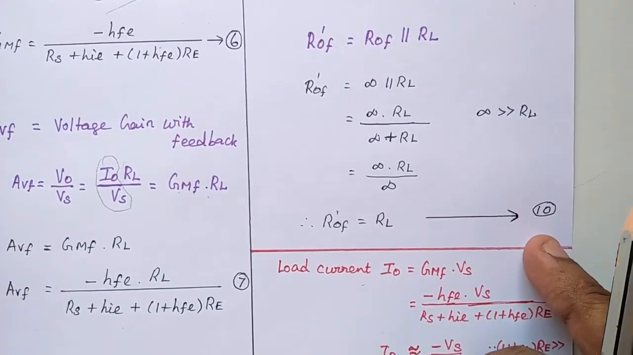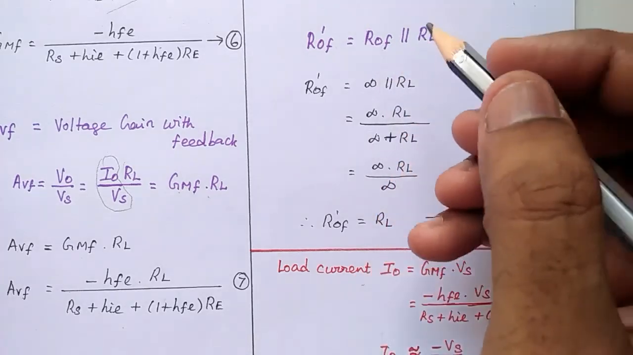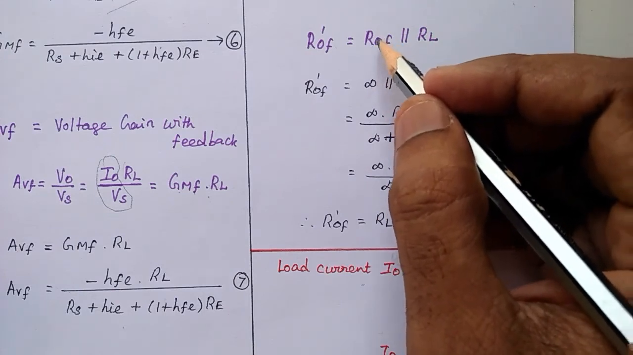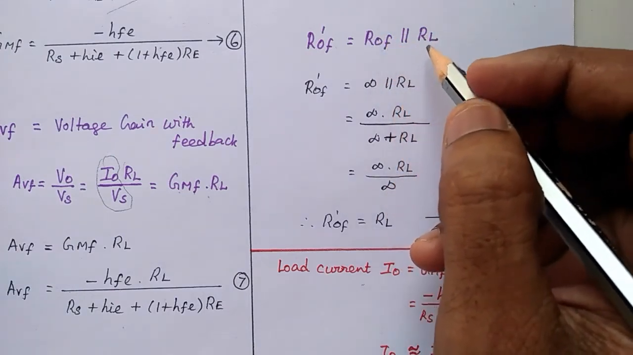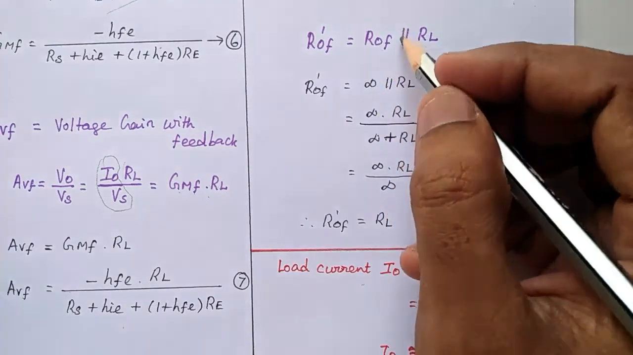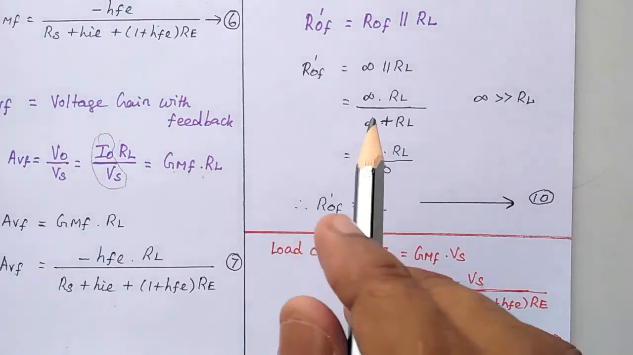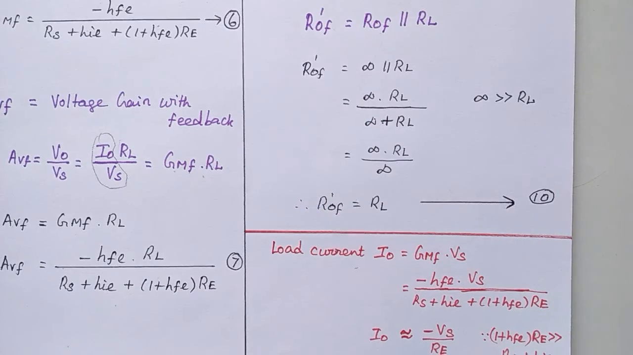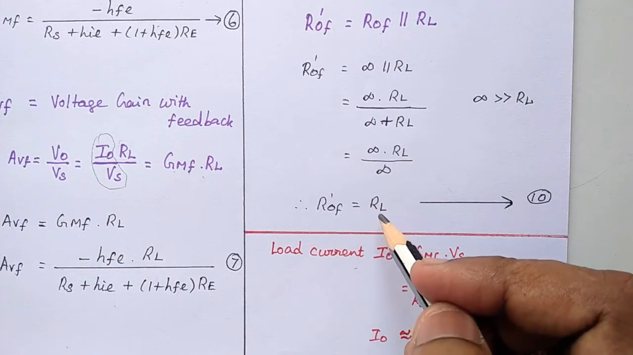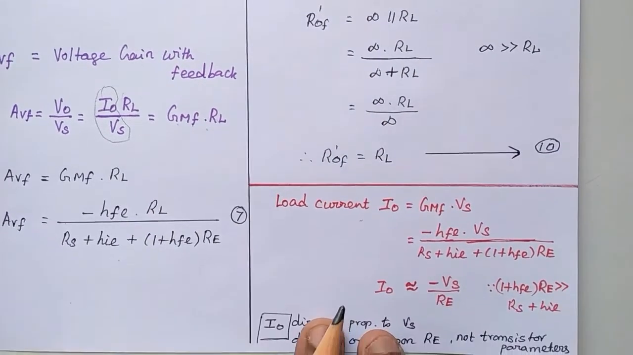The final term we have to find is ROF dash. This is nothing but ROF parallel to RL. Okay. So ROF is the final output resistance that is in parallel with RL. Hence we make the parallel connection. So ROF is infinity we have found now, that is parallel with RL. When I write the expression in the form of parallel, since infinity is very much greater than RL, infinity gets cancelled. Finally, ROF dash becomes equal to RL. So this is the equation number 10.